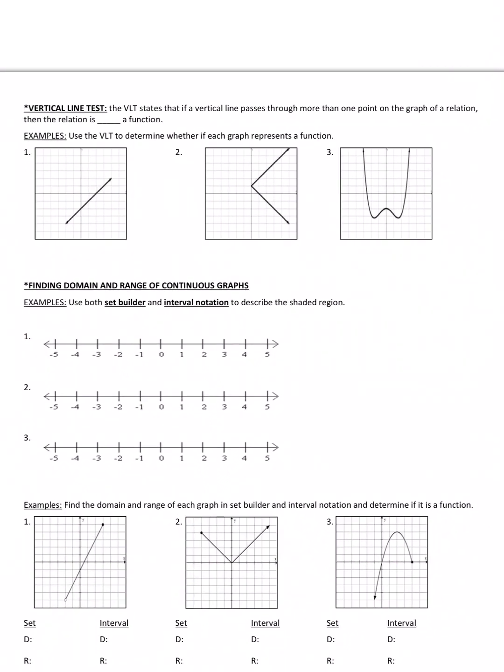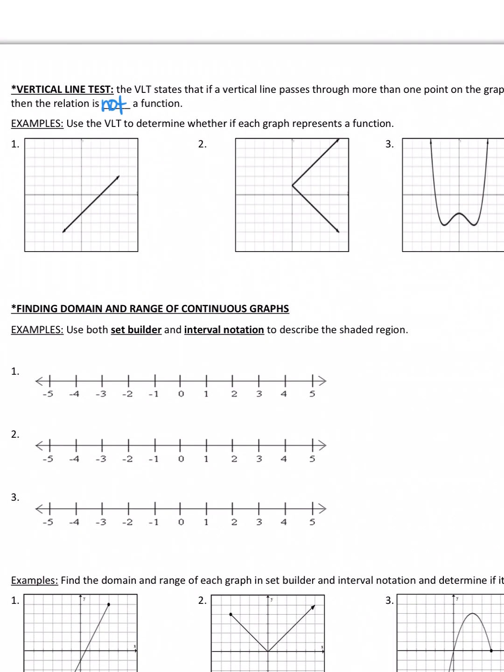You can use the vertical line test. It's the test that states that if a vertical line passes through more than one point on the graph of a relation, then the relation is not a function. That's what we visibly saw on that last graph, okay? So these are really quick. Use the vertical line test to determine if it's a function. All you have to do is draw a straight vertical line through it.